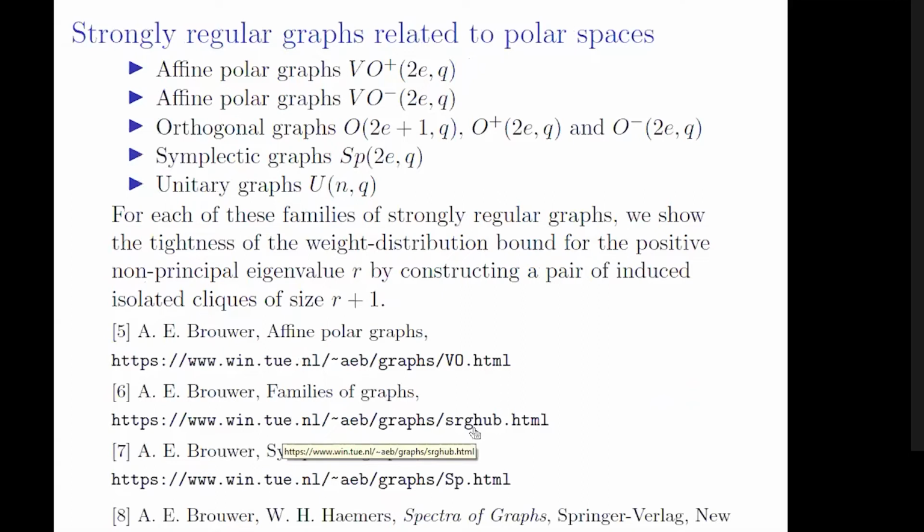And in the rest of my talk, I will focus on strongly regular graphs related to polar spaces. These are affine polar graphs VO plus, affine polar graphs VO minus, orthogonal graphs O_{2e+1}(q), O plus 2e(q), and O minus 2e(q), symplectic graphs Sp 2e(q), and unitary graphs U_n(q). For each of these families of strongly regular graphs, we show the tightness of the weight distribution bound for the positive non-principal eigenvalue r by constructing a pair of induced isolated cliques of size r plus 1.